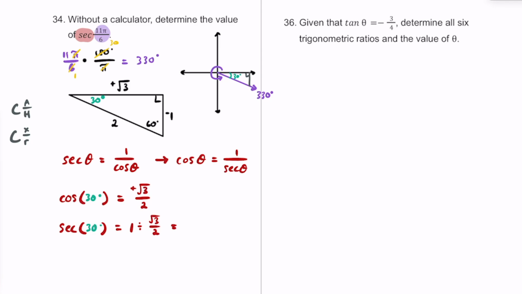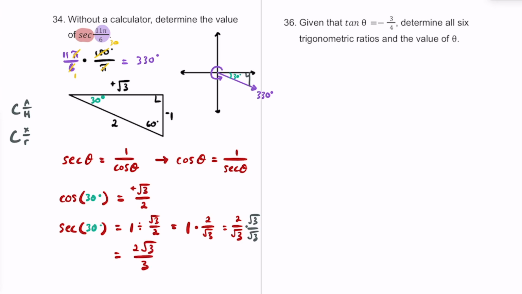I'm just being very detailed with this. So if you divide, you're going to multiply by the reciprocal. So it's going to be 1 times 2 over root 3, and that's just going to equal 2 over root 3. Now keep in mind, we're going to rationalize the denominator, so we're going to multiply top and bottom by root 3 over root 3. So we can say that secant of 30 degrees is going to be 2 root 3 over 3.